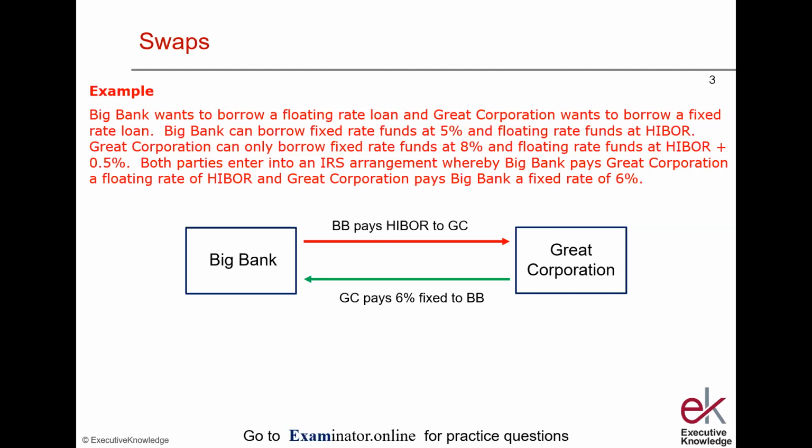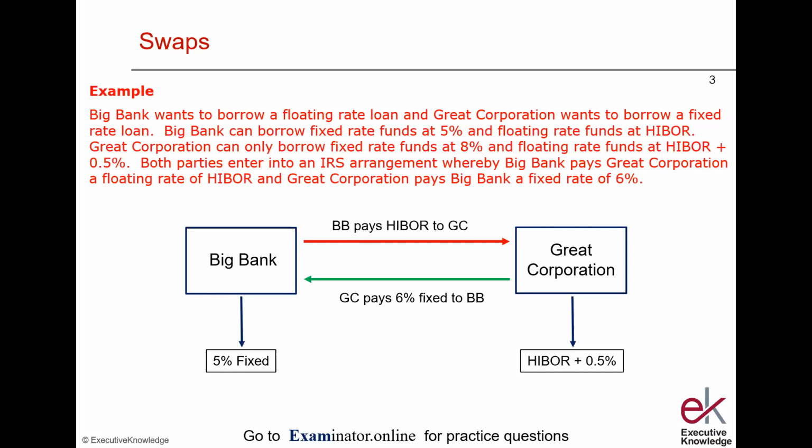Now, how does it work? Big Bank pays 5% fixed. It's going to receive 6% fixed from Great Corporation, so it is going to be better off by 1%. And Big Bank will pay HIBOR to Great Corporation. So net, as we will see in a moment, it's better off by 1%. Great Corporation, on the other hand, is going to be receiving HIBOR from Big Bank. It will pay HIBOR plus 0.5% because that is what it can borrow at. You will see that it's worse off by 0.5%.